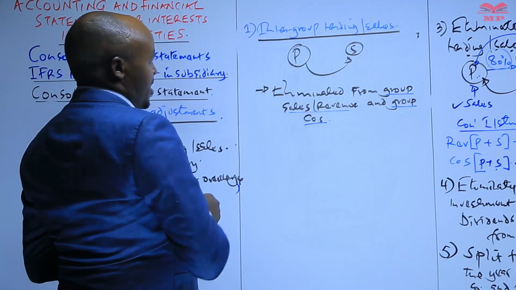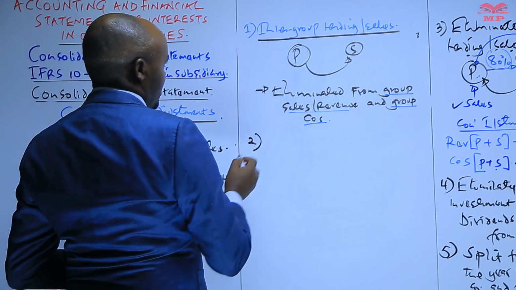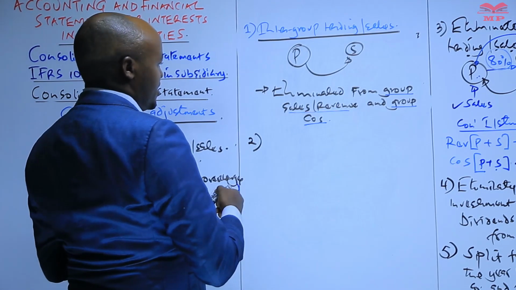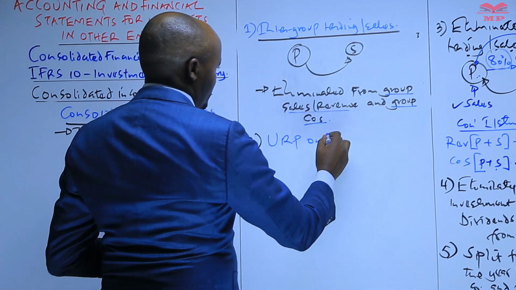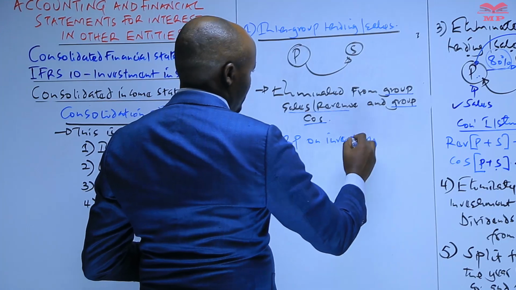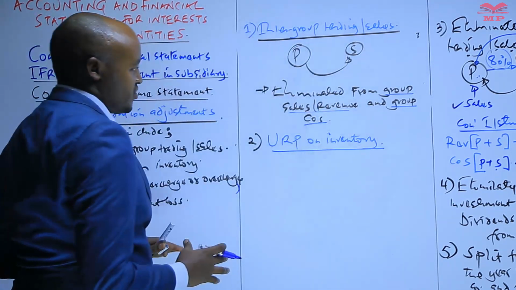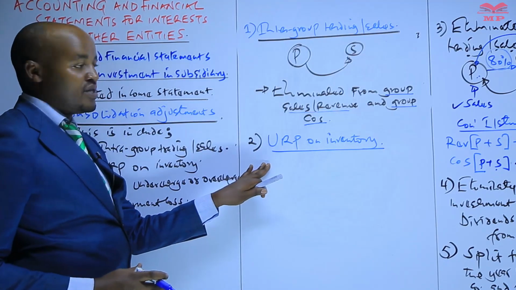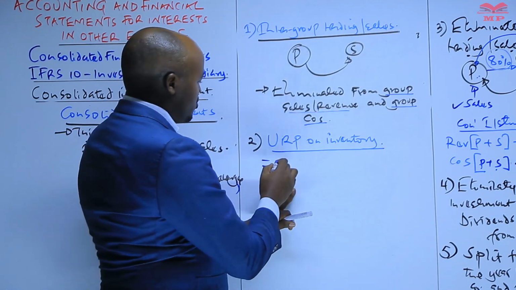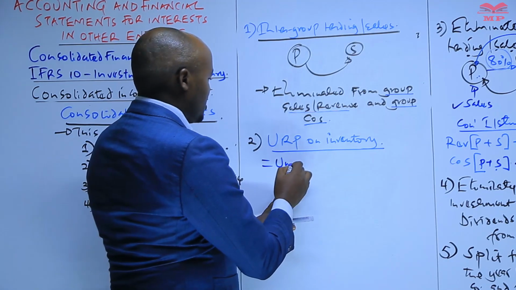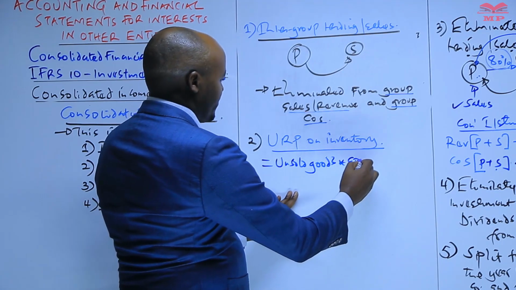Also, anytime we have intra-group trading, or intra-group sales, this is something we discussed in our previous session, this will also give rise to something called the unrealized profit on inventory. First of all, you have to recall how we compute this unrealized profit from what we have already discussed in our previous sessions. To compute the unrealized profit on inventory, we take the unsold goods times the gross profit margin.